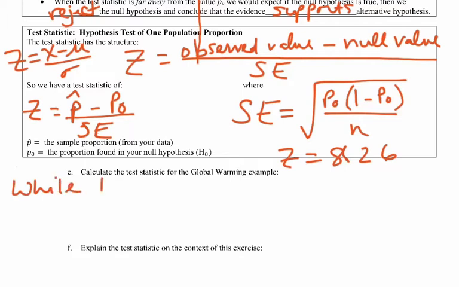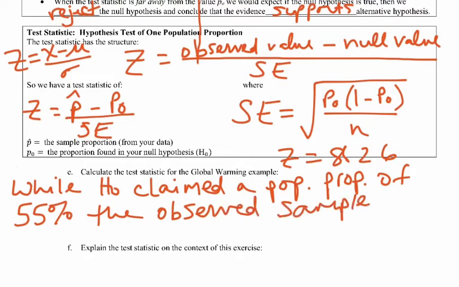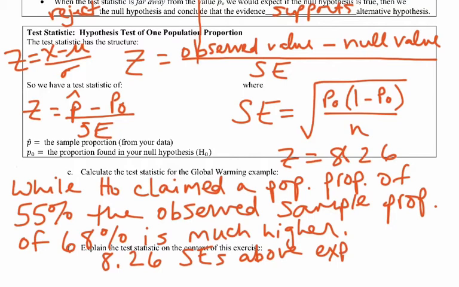While the null hypothesis claimed a population proportion of 55%, the observed sample proportion of 68% is much higher. How much higher is it? It is 8.26 standard errors above the expected 55%. Okay? So hopefully you're thinking, well, that's really, really unusual, right? It's really unlikely that I would get a sample with a z-score of 8.26 if the population were still at 55%. And so this would lead us to reject the null hypothesis.